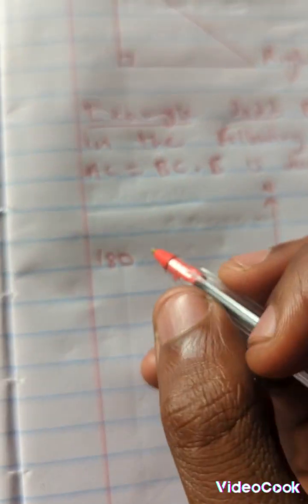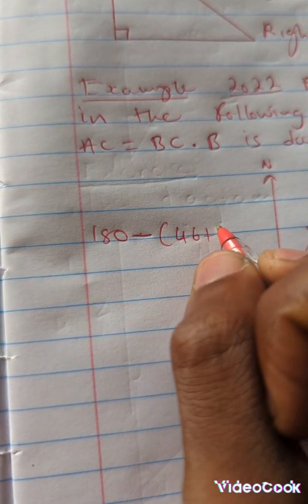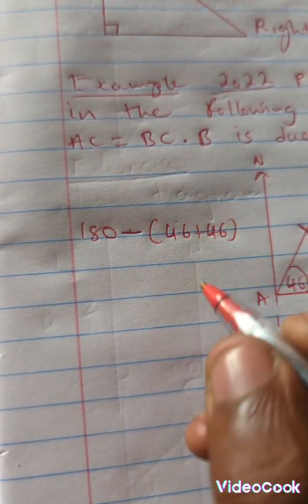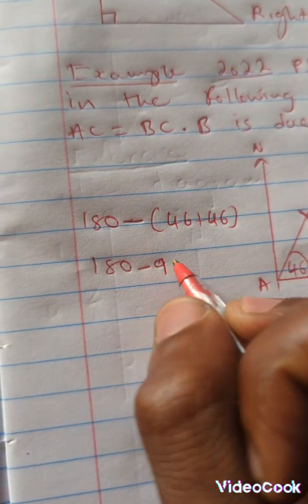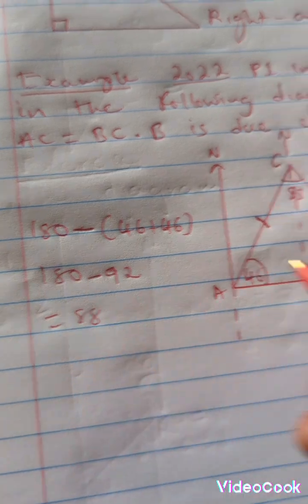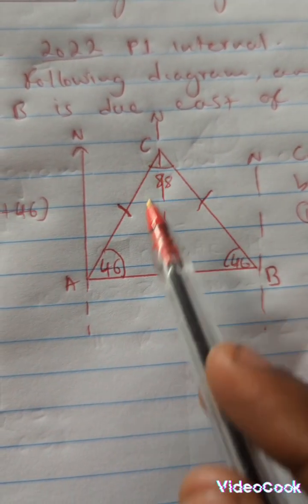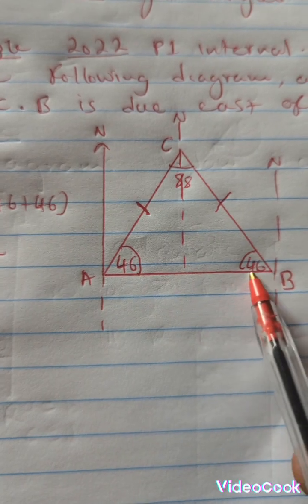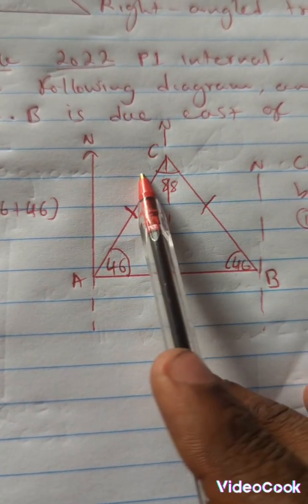So we're going to add these two. We'll say 180, because a triangle adds up to 180, minus 46 plus 46. Then we're going to get minus 92. Then we're going to get 88. So from here up to here, it's 88. 88 plus 46 plus 46, we go back to 180.